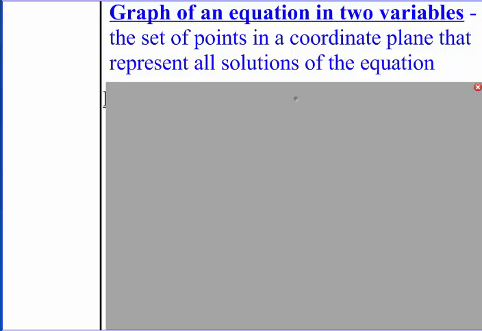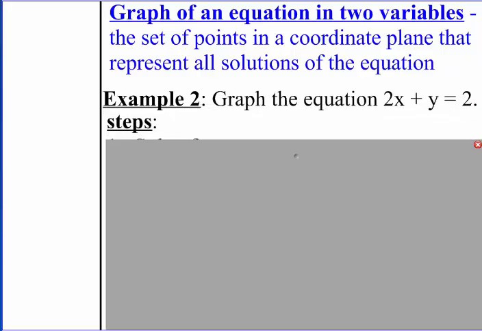Okay, next we'll look at the graph of an equation in two variables. It's the set of points in a coordinate plane that represents all solutions of the equation. So we are going to take a look at the graph. Here we want to graph the equation 2x plus y equals 2. The difference between this example and the previous examples is that in the previous examples I gave you a specific domain to work with. In this case I don't. I want you to graph the entire line for the equation 2x plus y equals 2.